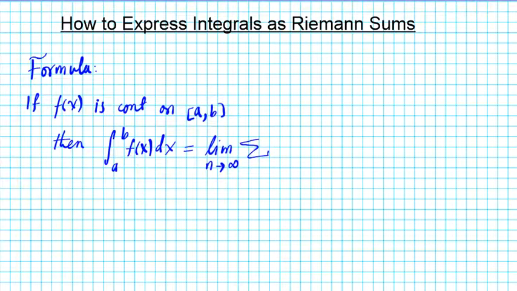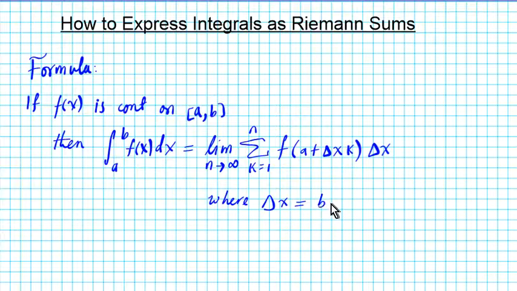sum from k equals 1 to n of the function evaluated at a plus the width of the subintervals, multiplied by k, and then this multiplied by the width of the subintervals, where delta x, the width of the subinterval, is given by the length of the interval divided by the number of intervals that you have.